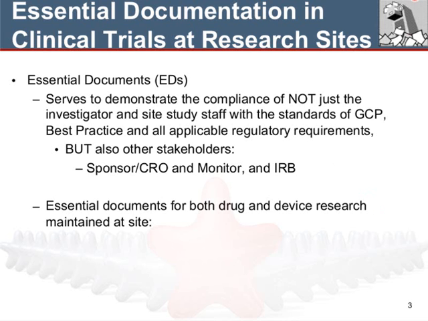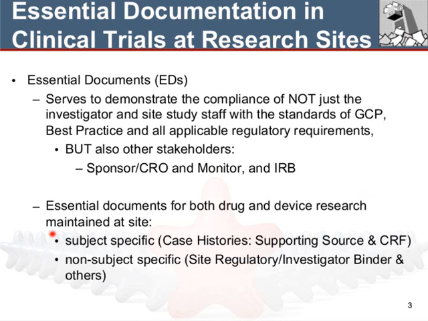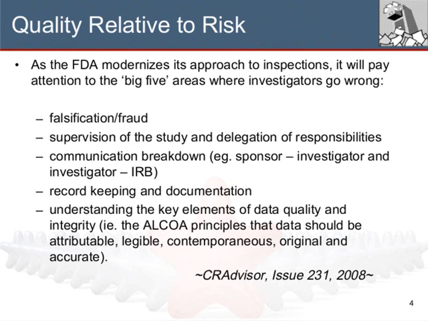And so it's important for us to think about essential documents as subject-specific documents, for example, the supporting source data, case report form, but there's a lot of essential documents that we'll go over today that are non-subject specific. And we sometimes call these at the research site that they are filed in what's called the site regulatory binder, the investigator file, project file. It depends on what we all call it for that trial.